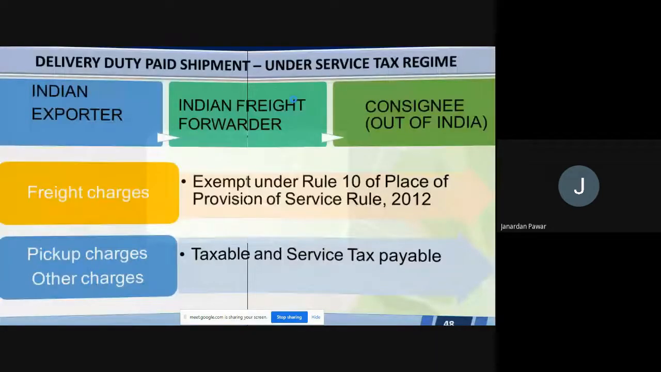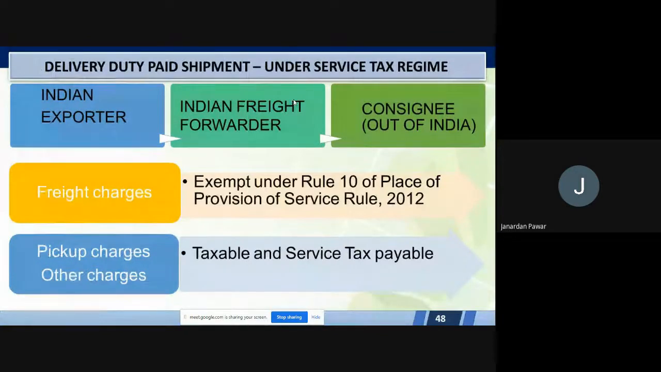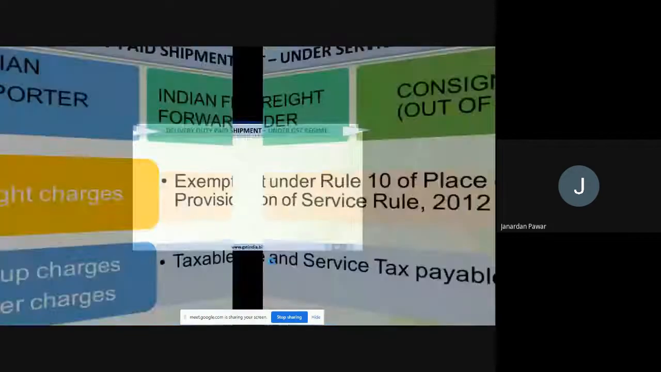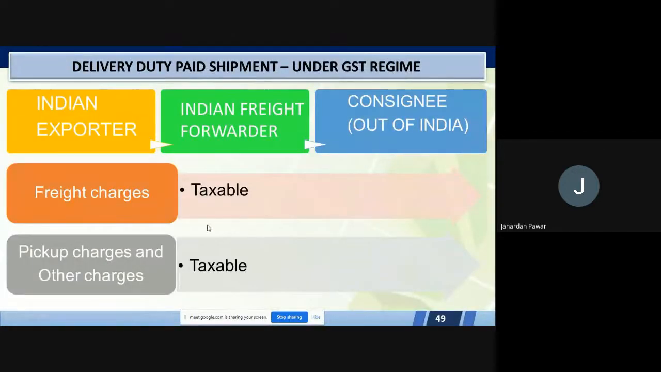Look at this. Under the service tax regime, freight charges were exempted, whereas pickup charges and other charges were taxable. But in this GST regime, even freight charges are taxable, and pickup charges and other charges are also taxable. This is the only difference. In case of service tax, which we had in the past, only freight charges were exempted. But now, freight charges are also taxable in the GST regime, that you need to understand as far as delivery duty paid shipment is concerned.